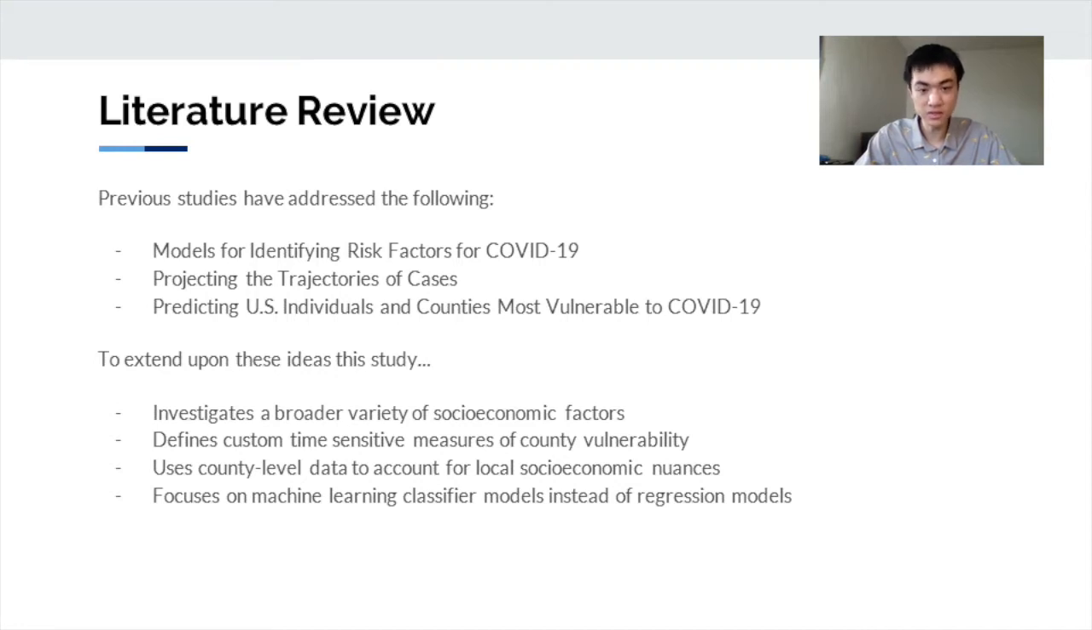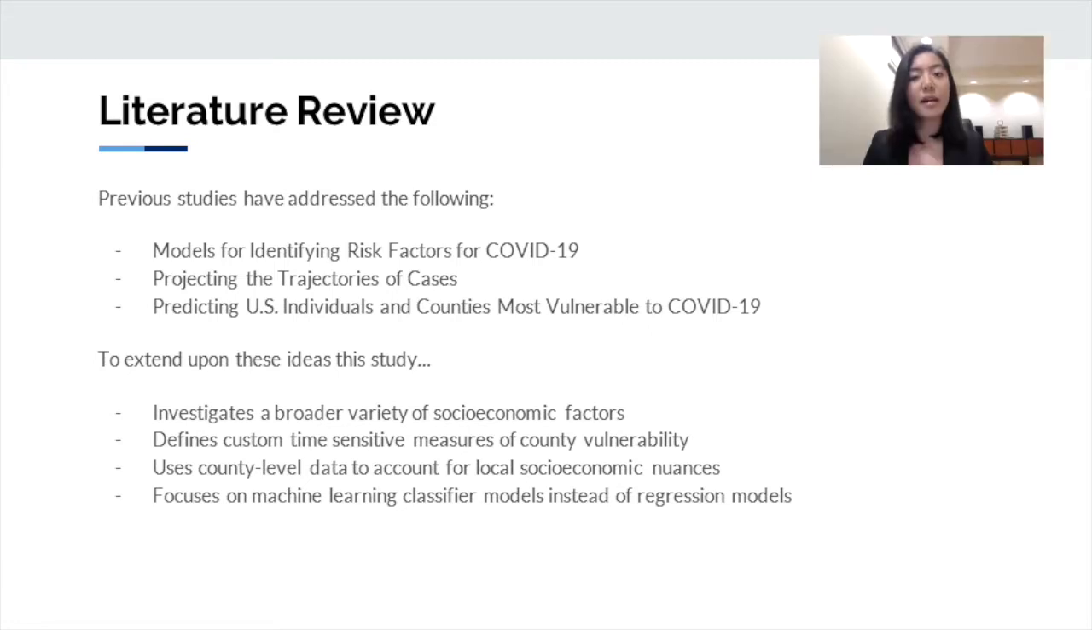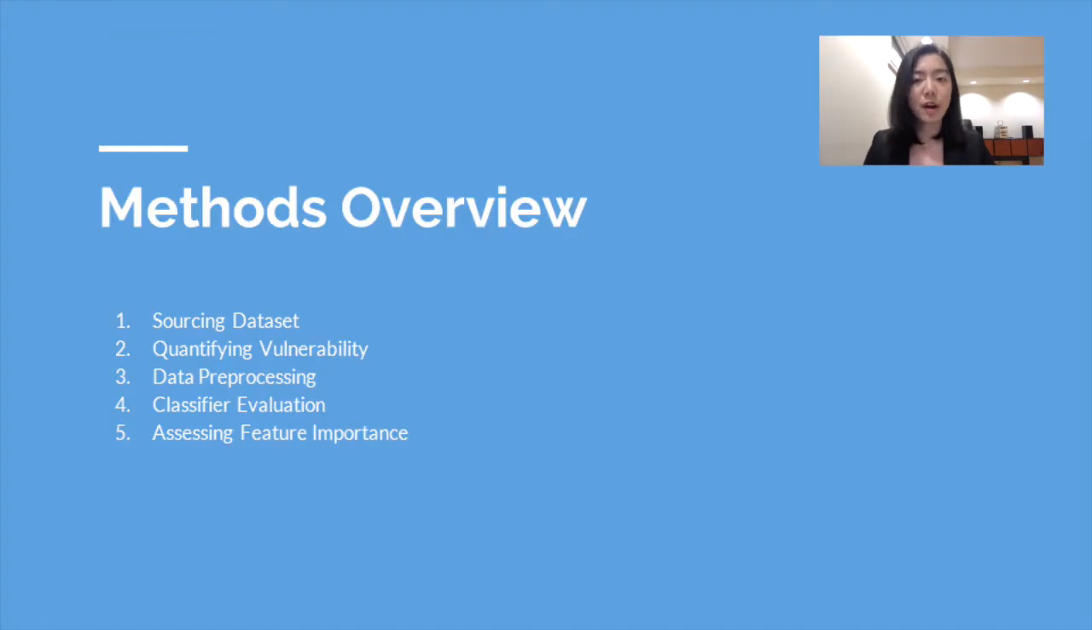To expand upon and to kind of tie together ideas from these previous studies, our study 1 investigates a much wider variety of factors, 2 takes a more complex approach by defining custom time sensitivity measures, 3 uses county-level data rather than state or national-level data to account for local nuances, and lastly focuses on machine learning classifiers rather than regression models. Now we will move into a brief overview of our methods.